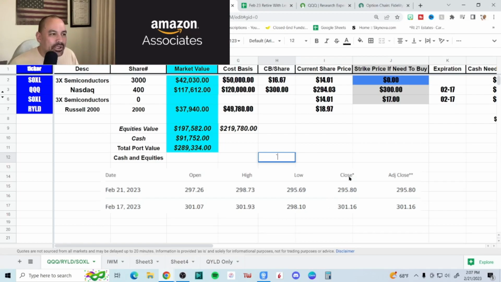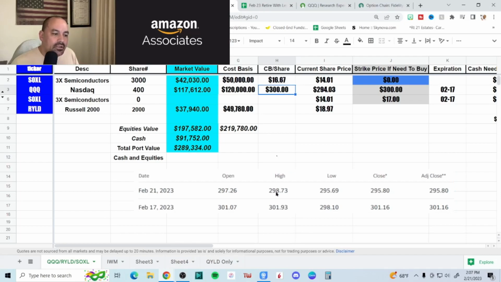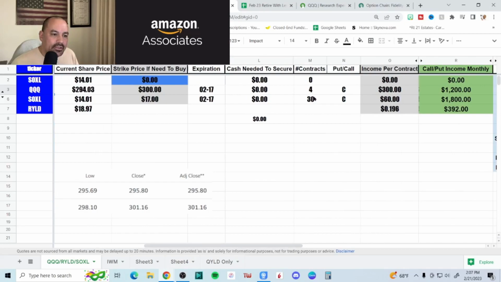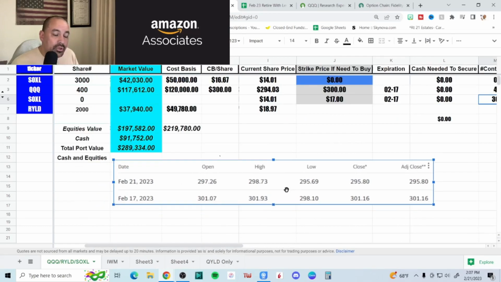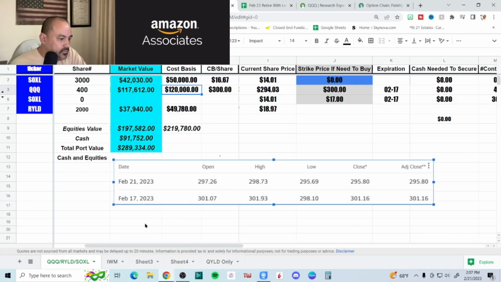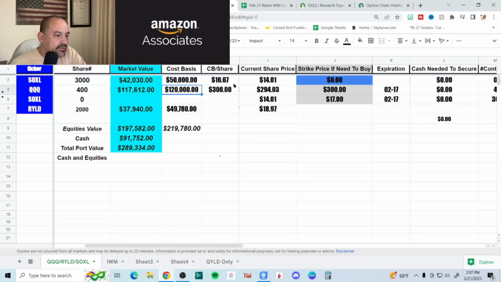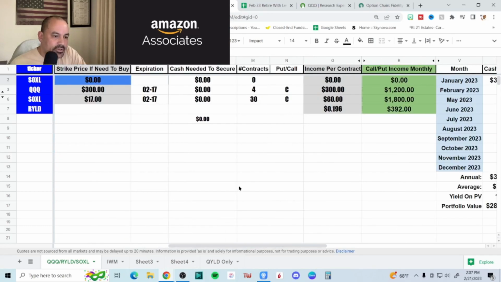So we're going to go over the January results real quick. January, we had covered calls on QQQ. I think that's all we had. We had calls on SOXL as well. With SOXL, we kept the shares and kept the premium. QQQ, you'll see right here, February 17th, closed at 301. We had covered calls at 300, so QQQ is gone. That $120,000 goes right back into our cash cushion. SOXL, we're keeping those 3,000 shares, with a cost basis of $16.67. Those calls that we sold expire worthless.